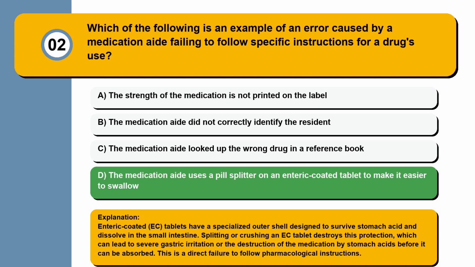Enteric-coated (EC) tablets have a specialized outer shell designed to survive stomach acid and dissolve in the small intestine. Splitting or crushing an EC tablet destroys this protection, which can lead to severe gastric irritation or the destruction of the medication by stomach acids before it can be absorbed. This is a direct failure to follow pharmacological instructions.